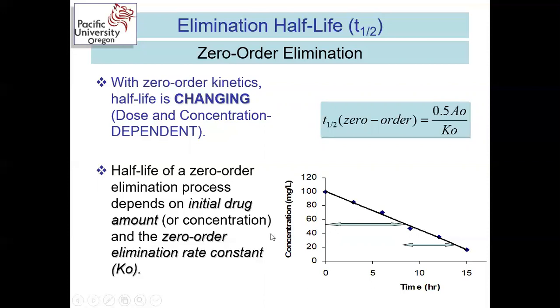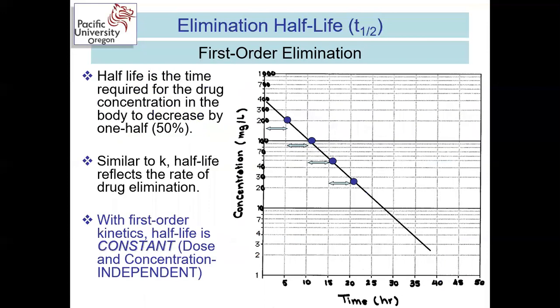So this is the first thing we should know, the difference between first order and zero order elimination kinetics. Half-life is dose independent for first order kinetics, but dose dependent in zero order kinetics. Also, half-life has a good utility similar to the elimination rate constant. Half-life can help us to describe the elimination process. Is it normal? Is it faster than normal or slower than normal? So from the value of half-life, we will be able to describe the rate of the elimination process.